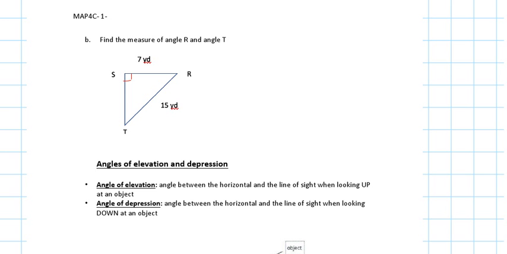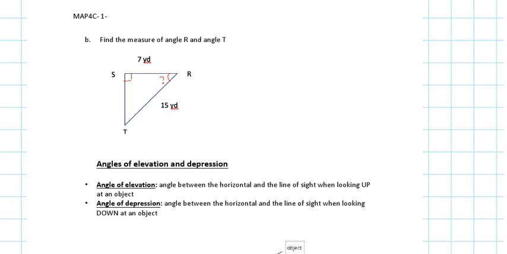So this question is asking you to find the measure of angle R and angle T. So it's asking you for both angles, okay? Doesn't matter which one you start with? No. So let's start with angle R. So my angle of interest is angle R. First thing I have to do is label my triangle.